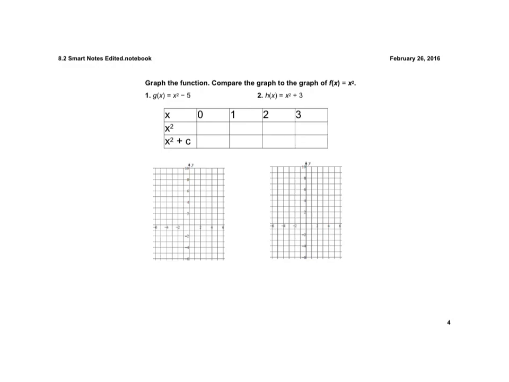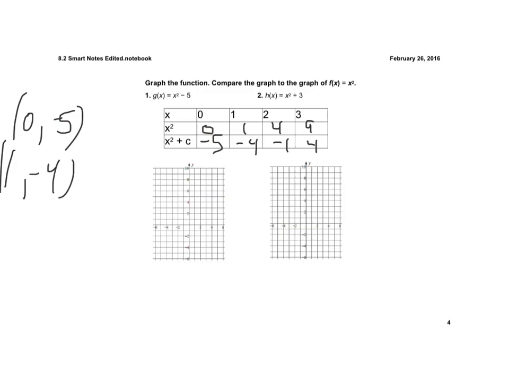If we graph g of x equals x squared minus 5, again I plug 0 in for x, I get 0 squared, and 0 squared minus 5 is negative 5. 1 squared is 1, 1 minus 5 is negative 4. 2 squared is 4, 4 minus 5 is negative 1. 3 squared is 9, and 9 minus 5 is 4. So my ordered pairs are (0, -5), (1, -4), (2, -1), and (3, 4).